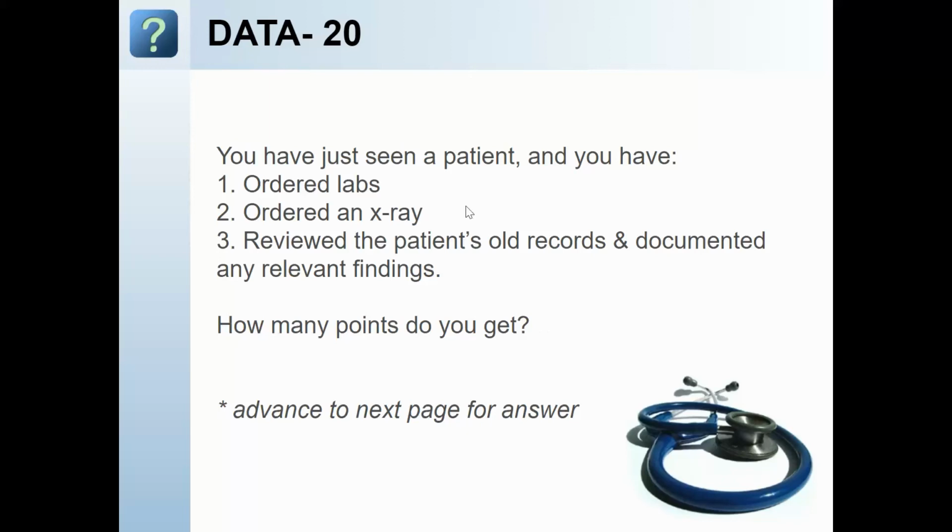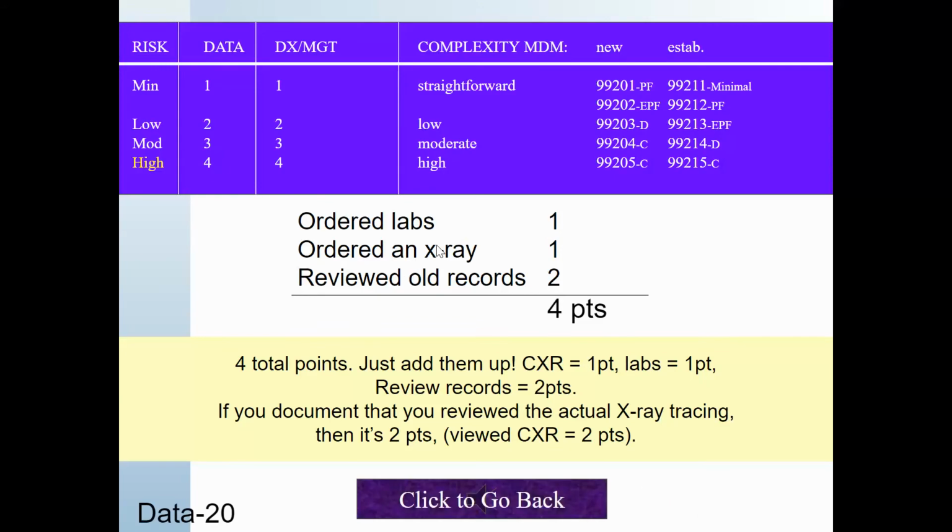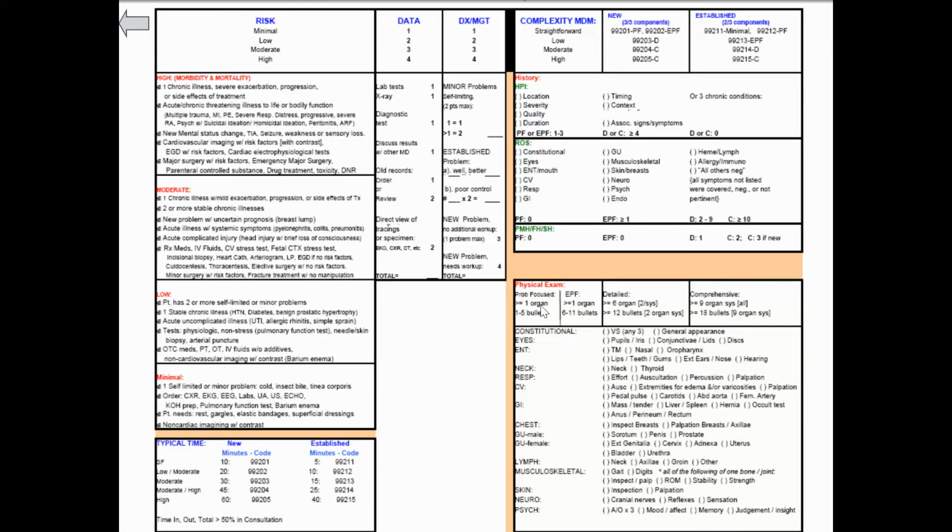So it looks like you've done a little bit more here. Ordered labs, ordered an x-ray, and reviewed the patient's old records and documented stuff. Okay, so in this section, you get a point, like we said before, for ordering labs, and we're going to get a point for ordering the x-ray and reviewing the old records. Now let's take a look at your data sheet. You get a point for ordering the labs. You get a point for ordering the x-ray. And you're getting 2 points for reviewing the old records.